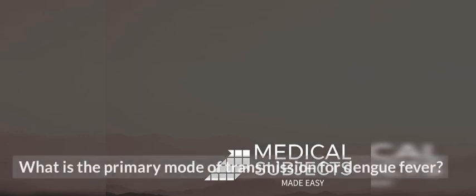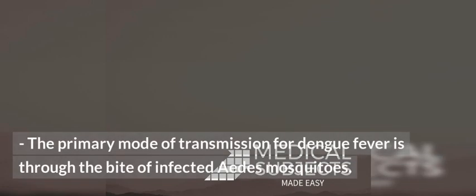1. What is the primary mode of transmission for dengue fever? The primary mode of transmission for dengue fever is through the bite of infected Aedes mosquitoes.